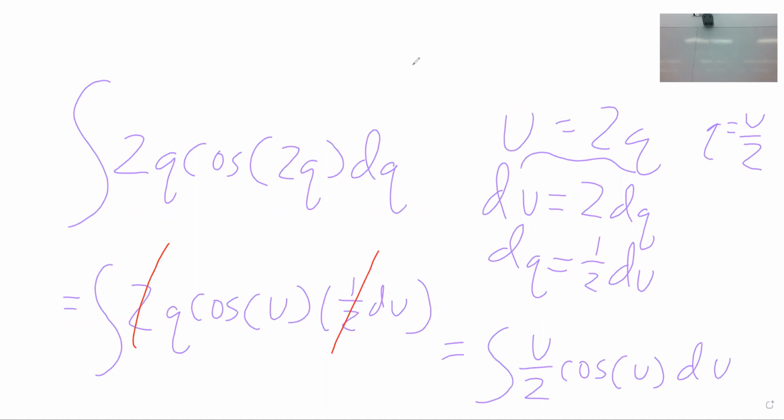So we have 2q. To plug in the 2q for the u, that kind of brings us back to where we started originally. We can just derive. So at this point, how would we integrate if we wanted to integrate this?